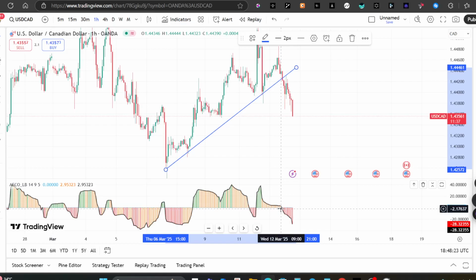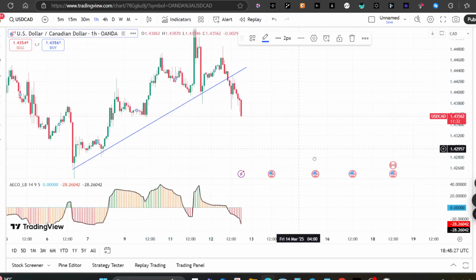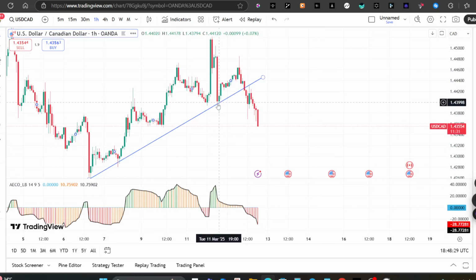It's signaling loss of momentum. At the same time, you see a bearish candlestick pattern forming. You can see this massive red candle that formed. This will be a strong indication that the upward trend could be weakening, and it might be time to exit your position or prepare for a short trade.